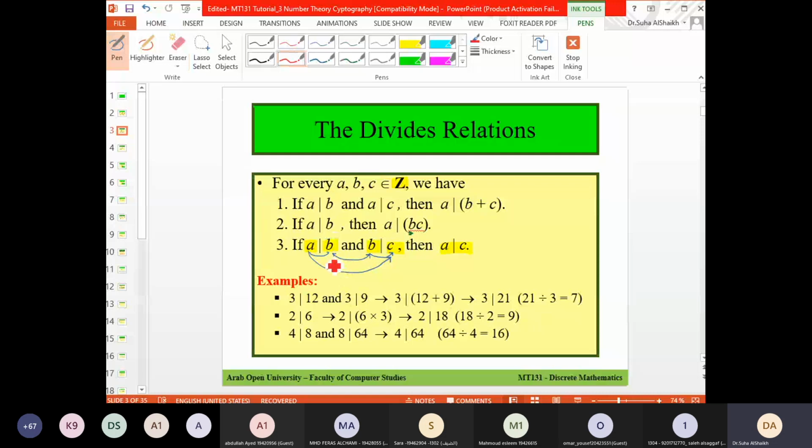ال A قسمت ال B وال B نفسها قسمت C. هذا معناها أن ال A will divide the C. Example, if I say 2 divides 6 وعندي 6 divides 12, هذا implies أن 2 will divide the 12. We can jump like this. You got it? 2 divides 6, with 6 نفسها divides 12, then 2 divides 12. Yeah.